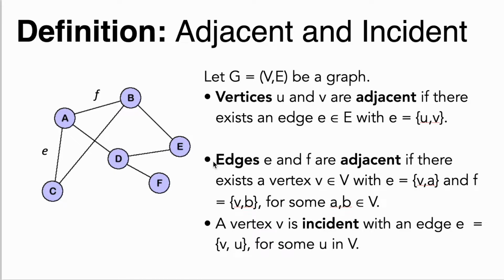We say that two vertices are adjacent if there is an edge connecting them. For example, A and B are adjacent because there is an edge connecting vertices A and B. We can also use the term adjacent for edges. We say that two edges, E and F, are adjacent if there exists a vertex that these two edges are connected to. To say that a vertex and an edge are connected, we use the term incident.